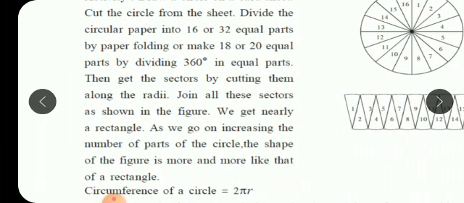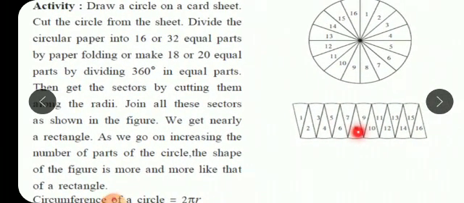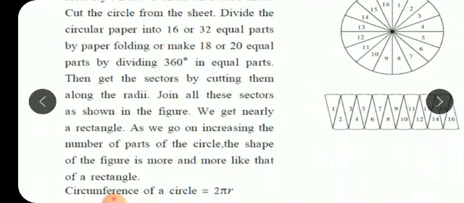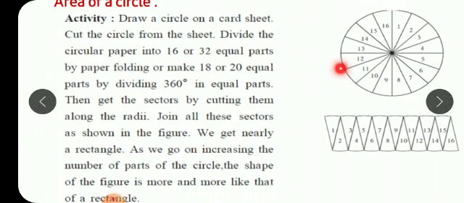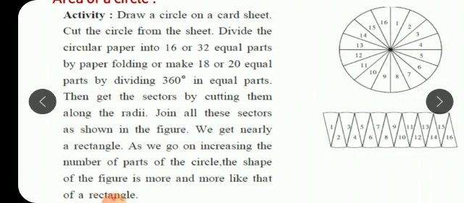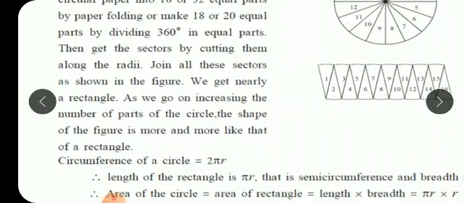After cutting each part, we have to join like this. We get nearly a rectangle. So which type of figure do we get here? We get a rectangle. As we go on increasing the number of parts of the circle, the shape of the figure is more and more like that of a rectangle. So if you divide a circular paper into 16 or 32 equal parts by paper folding, then what do we get? The shape which we get after cutting those parts and rejoining them is a rectangle.